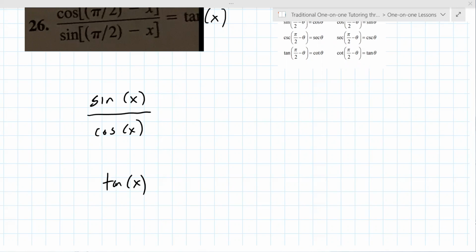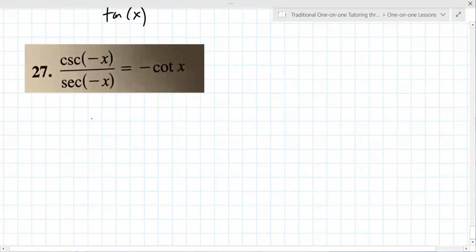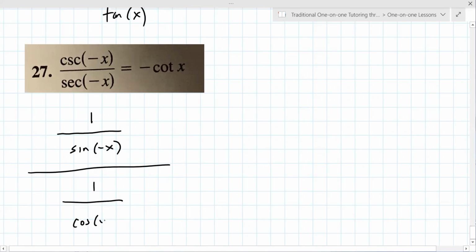Actually, can we work that one out real quick? Yeah, of course. Let me get it up here. Sorry, I get my snipping thing here. There we go. Okay, so what you want to do is write cosecant as 1 over sine of minus x, and secant as 1 over cosine of minus x.